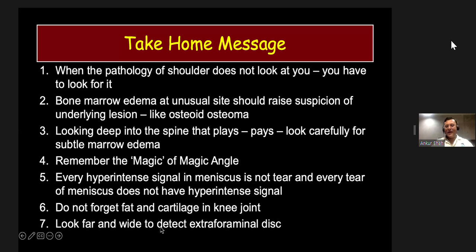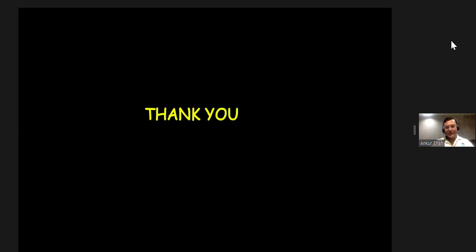And look far and wide to detect the extraforaminal disc, because the central images, or just the routine MR images, may not show you those extraforaminal discs, which can be a reason for the patient's severe pain and nerve root compression. So thank you so much.